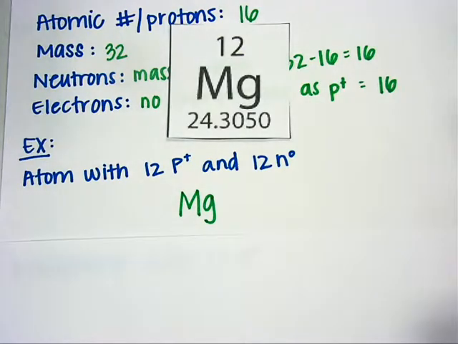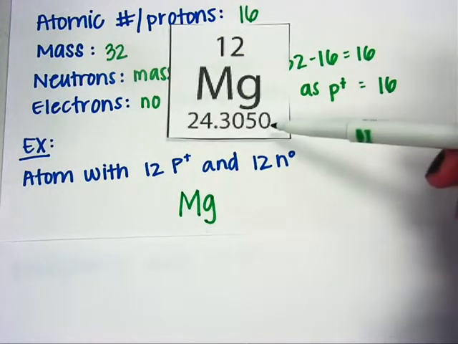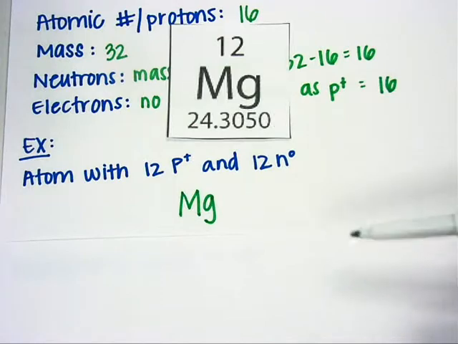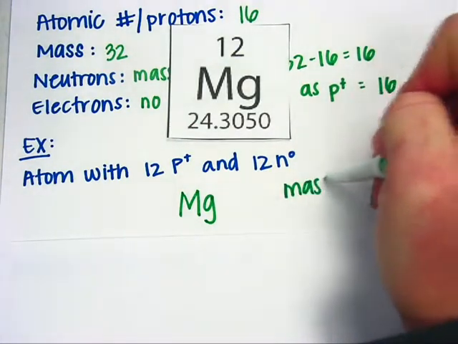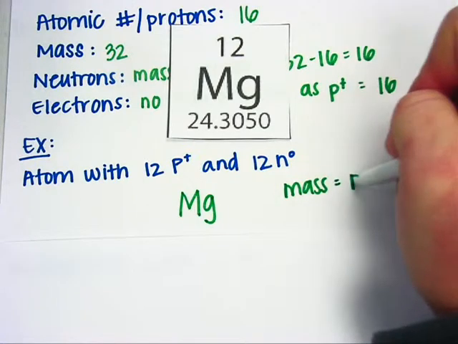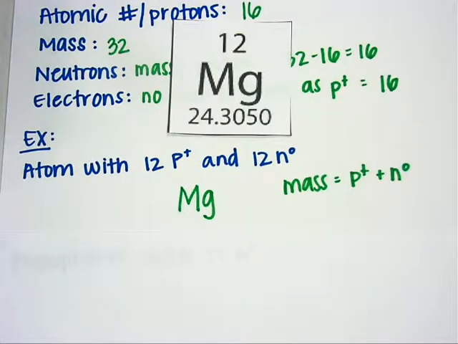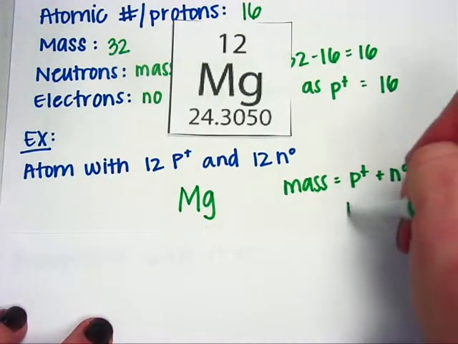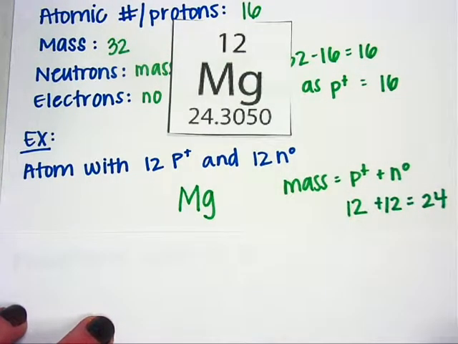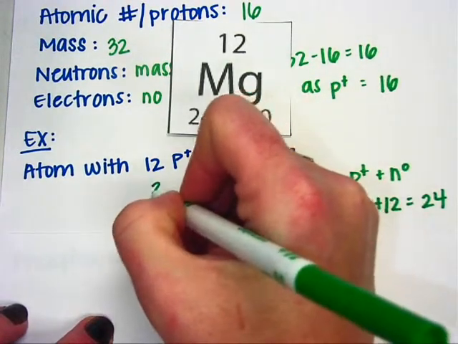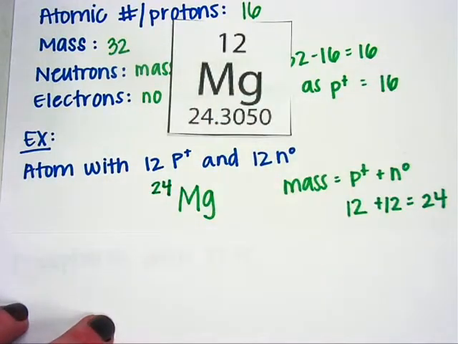And then I'm going to need to find the mass. It's not going to necessarily be the mass that's right here. I'm going to have to calculate it. And to get the mass, I will take the number of protons and I will add the number of neutrons. So 12 protons plus 12 neutrons will give me a mass of 24 AMUs. So then my mass would go up here in the top left-hand corner.